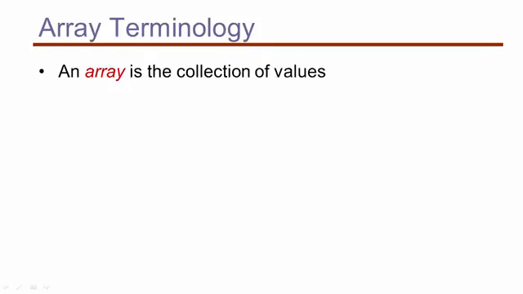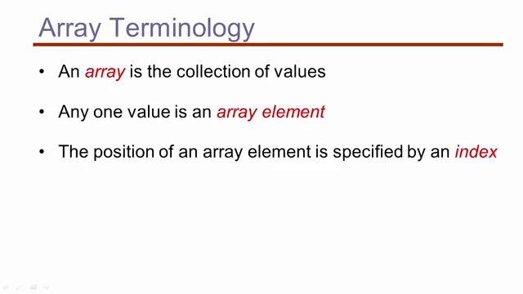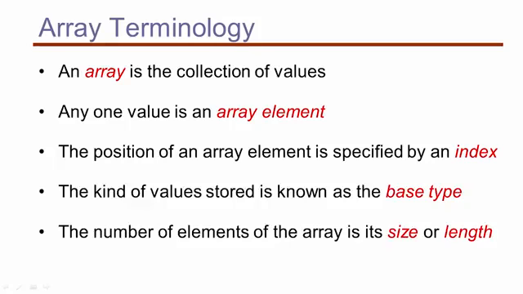Here is some common terminology that we use when discussing arrays. When addressing the entire collection of values, we talk about the array. And when discussing a single value in the collection, we use the term array element. The index is the position of an array element in the collection. The type being stored in the array is known as the base type. And finally, we refer to the number of values being stored in the array as its size or length.